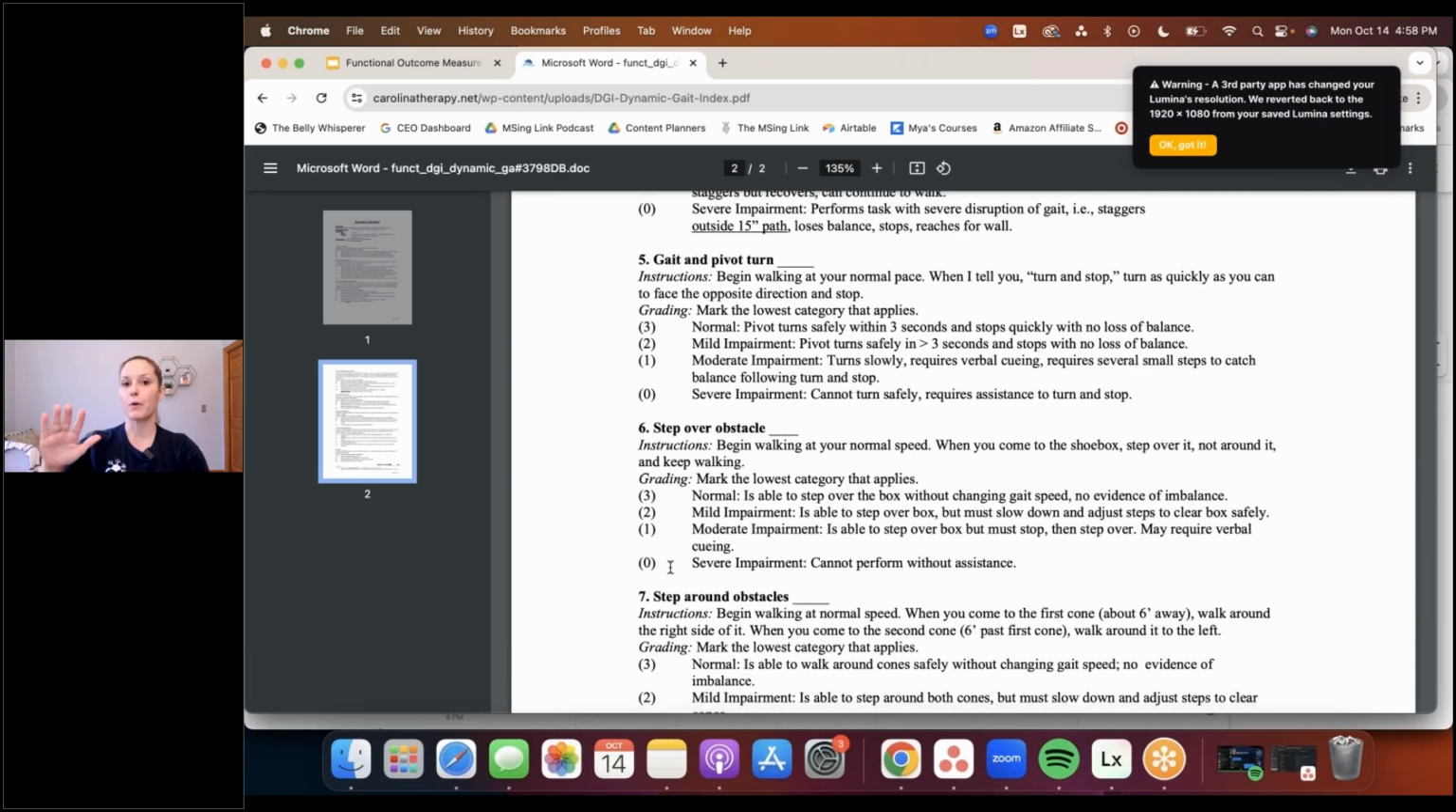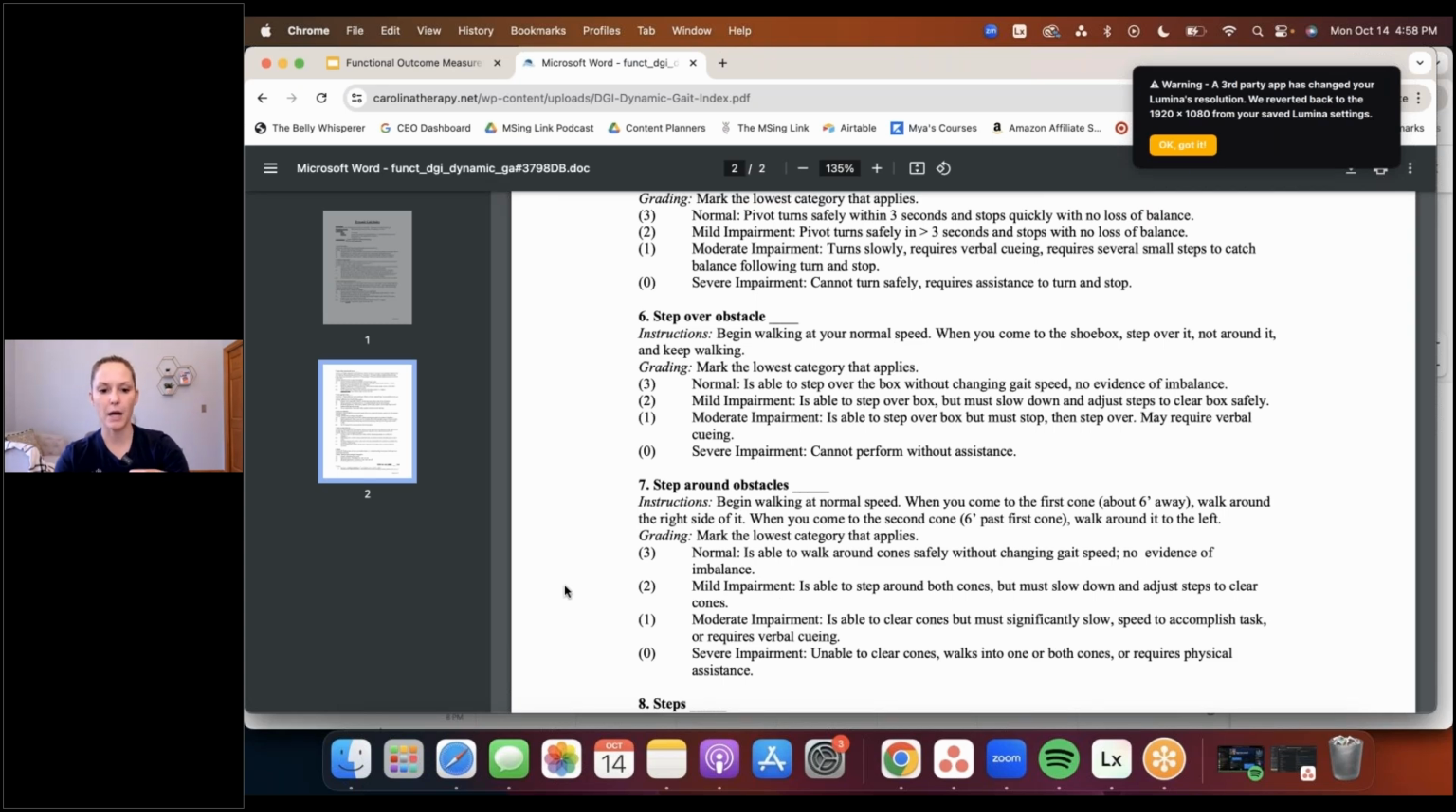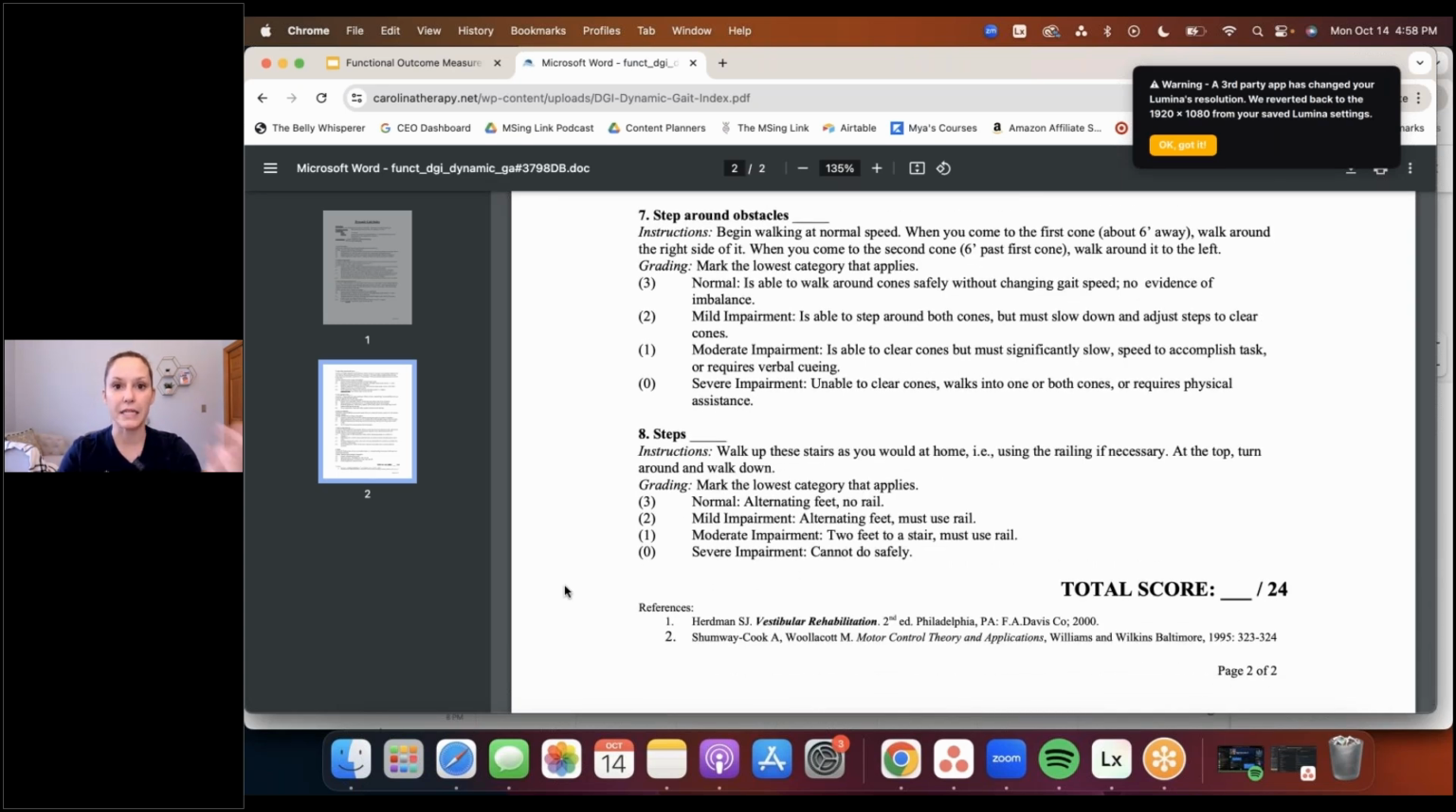Another one is you have to step over an obstacle. So you'll just walk at your normal speed, and then you'll have to step over a box or over a shoe or something. What happens to your gait when you have to step over something? You have to step around an obstacle, and then the last one is stairs. So again, I usually don't recommend doing this one at home because there's so much room for error.